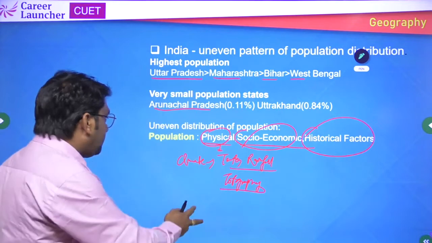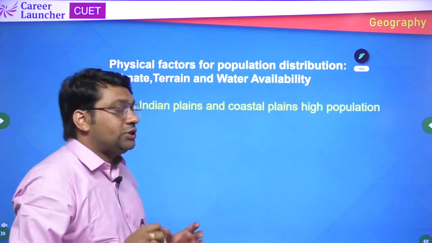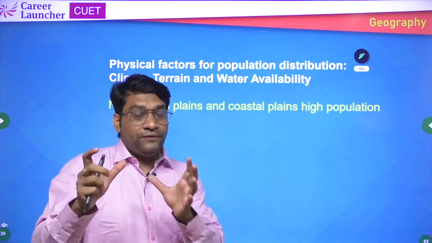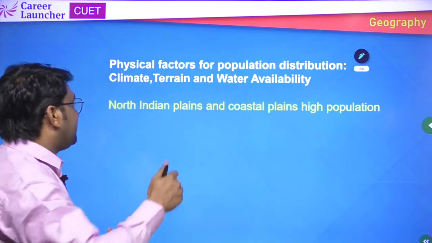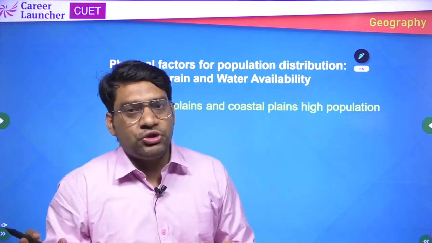Okay. Then another important thing is physical factors of population distribution. As I told you, physical factors. So what are physical factors? Like climate. Okay, you see, high temperature and high rainfall is not a suitable place.